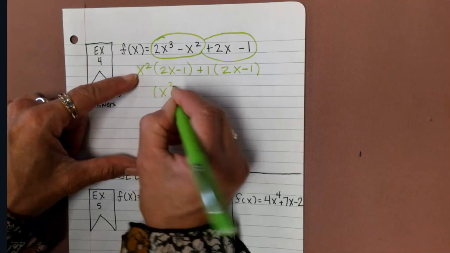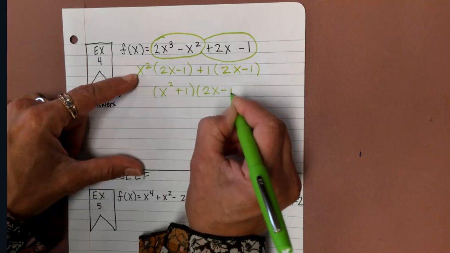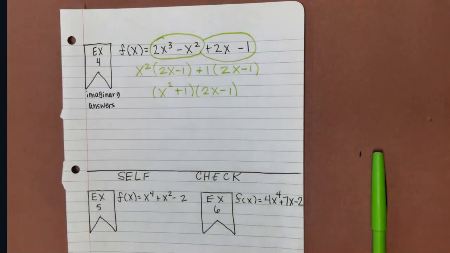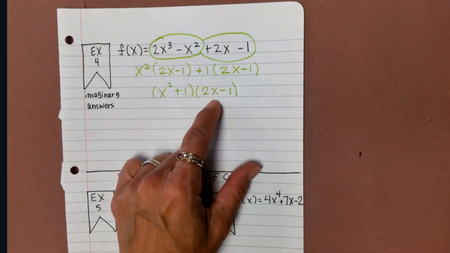All right, let's put our factors together. So my first factor is x squared plus 1. My second factor is 2x minus 1. Now remember, such an easy way to tell if you're going to have imaginary answers is if you have an exponent on the inside. I can't take that any further. So it is now time to solve for x.